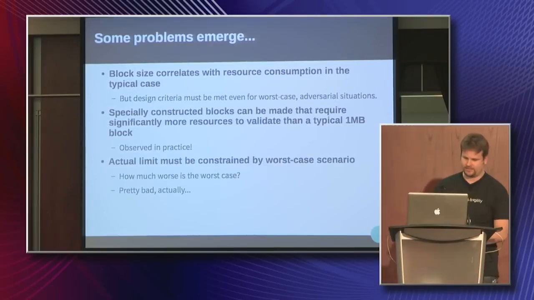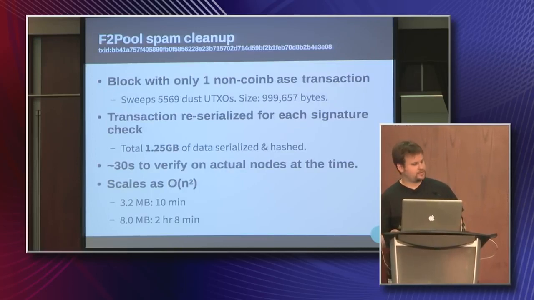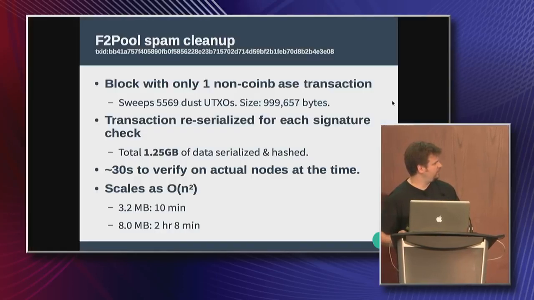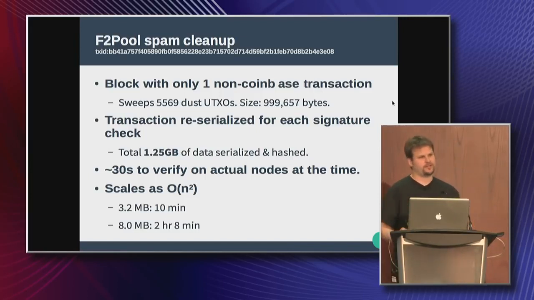So how bad is it? Let's take a look. There was a block consisting of one transaction other than the Coinbase that was broadcast about a month ago, which was F2Pool doing a wonderful thing for the community and cleaning up a bunch of spam on the blockchain. The only problem is it turns out this block takes 30 seconds to validate even on a beefy computer. And why does this happen?